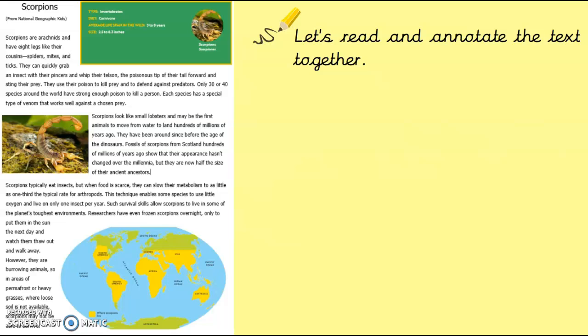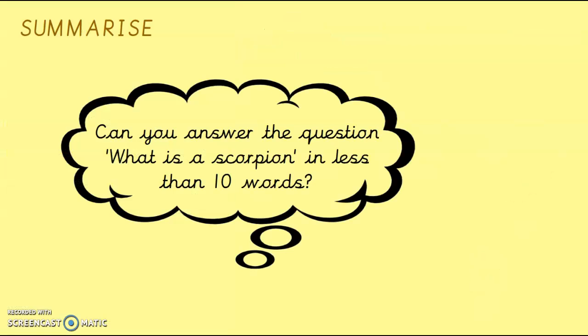Okay, so hopefully you've got some notes attached to that now, and hopefully you've understood that as I've read it and followed it. We've got one last task, and then we're going to carry on tomorrow and do some questions on the same text. So to finish the lesson then, we're going to summarise. And we did this before last term, writing the key points of a whole text in a short amount of words, okay? So I'm going to leave you here, and your challenge is to answer the question, what is a scorpion, in less than 10 words.